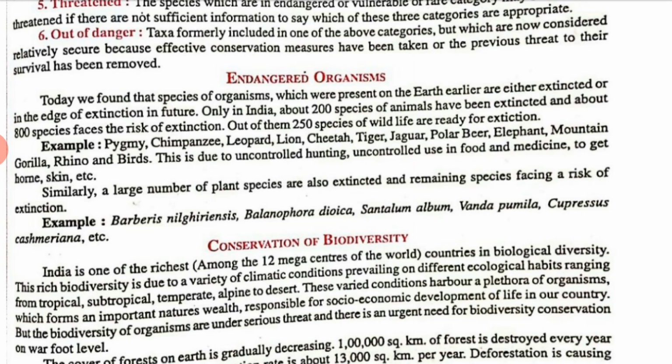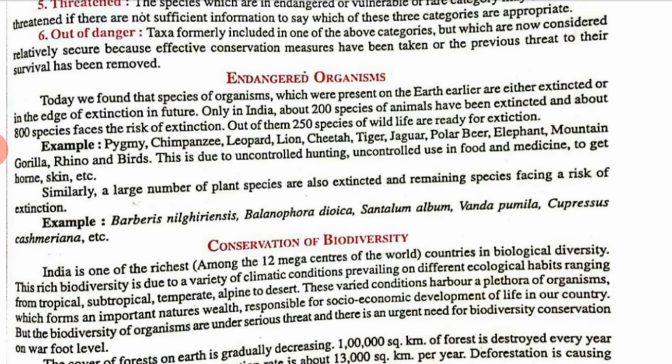Can you imagine? For example, we have chimpanzees, leopard, lion, cheetah, tiger, polar bear, elephant, mountain gorilla, rhino, birds. This is due to uncontrolled hunting and uncontrolled use in food and medicines, to get honey, silk, skin, etc. Similarly, a large number of plant species also face a risk of extinction. We have, for example, Balanophora and Stenon alban. These are the names of plant species which we are losing nowadays.